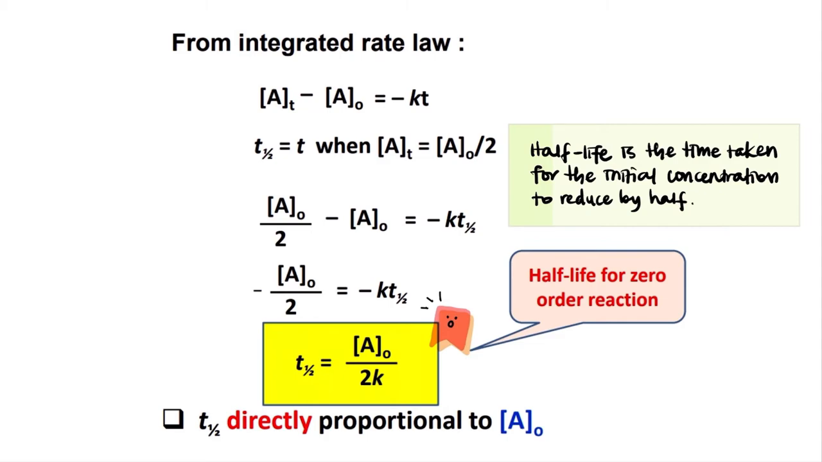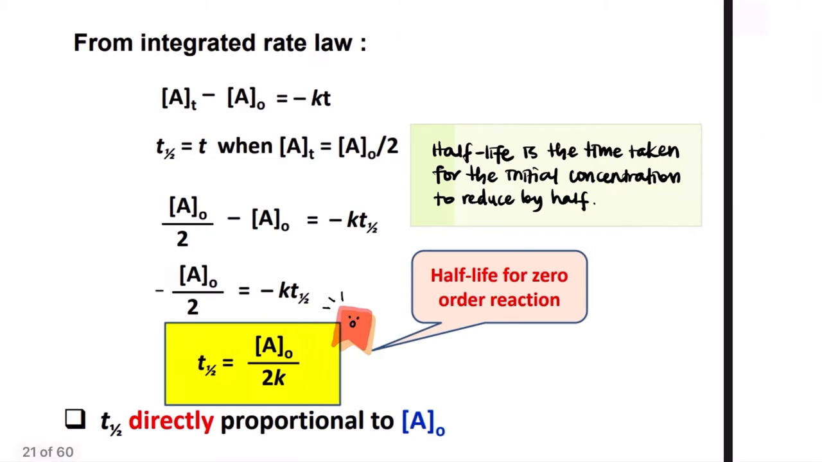So for zero order reaction, according to your half-life formula here, your half-life is directly proportional to A0. Maksudnya if you increase your initial concentration, your half-life will increase. But in this case, maksudnya as your reaction proceeds, when your concentration decreases, your half-life will also decrease, but it's directly proportional.